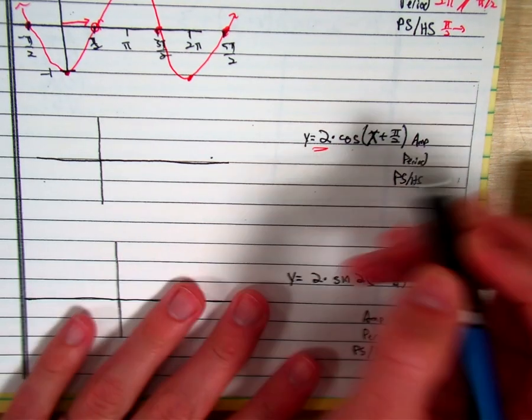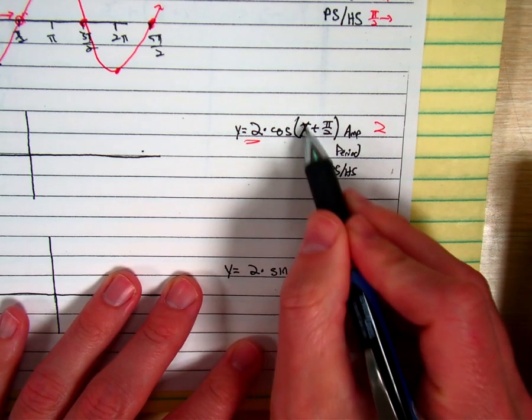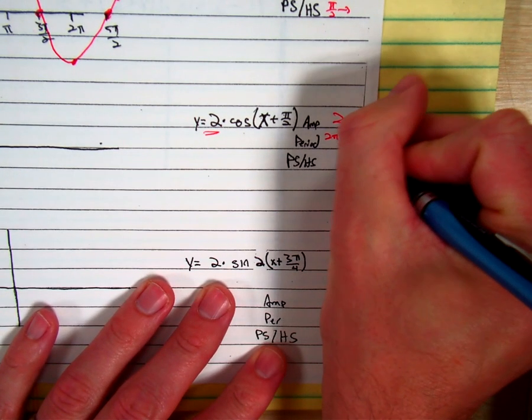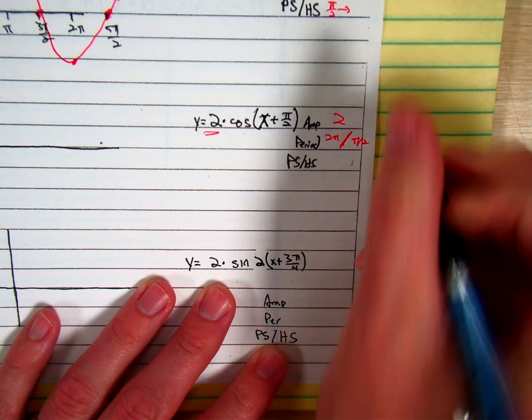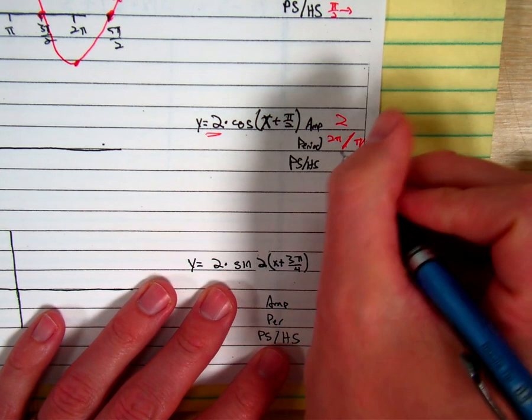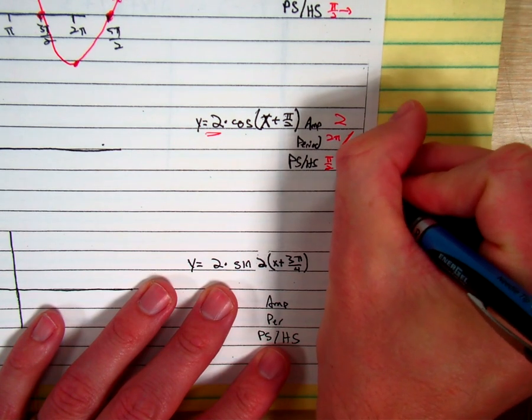Okay, we do have an amplitude this time. It's 2. No period change. There's no multiplier, so the period is still 2 pi, which means we're counting by pi over 2s. We have an x plus pi over 2 this time. So that's going to go to the left, pi over 2 to the left.